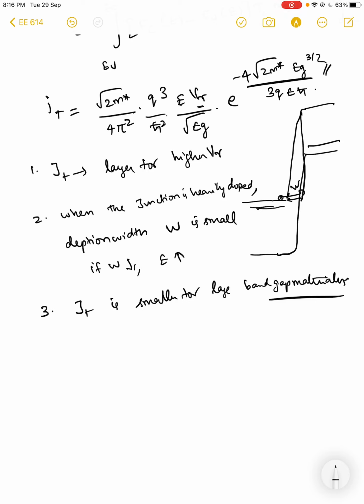Right? So with this treatment on the tunneling current, we will stop now, and the next time we meet we will talk about avalanche multiplication.